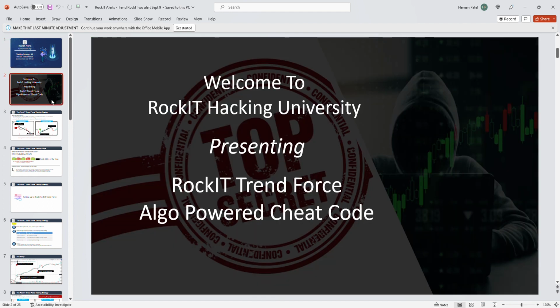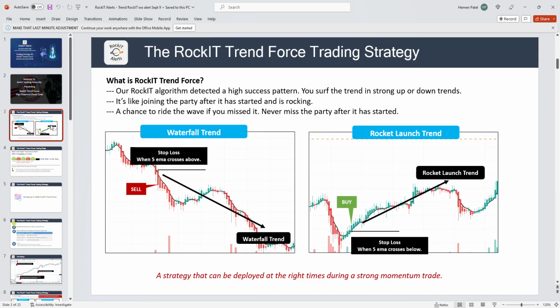So this one we're calling Rocket Trend Force. It's sort of following the trend, but in a very smart way where risk is minimal and reward is high. So it's very easy to follow visually, and stop loss is controlled to a bare minimum. So that's very important.